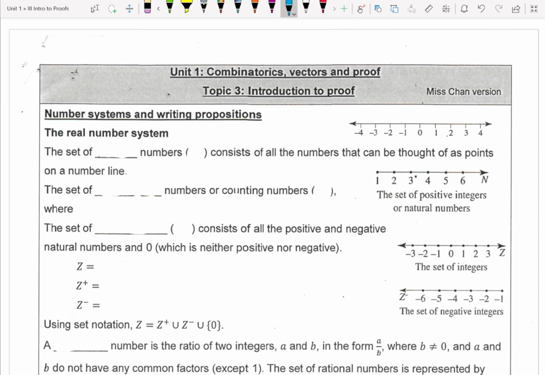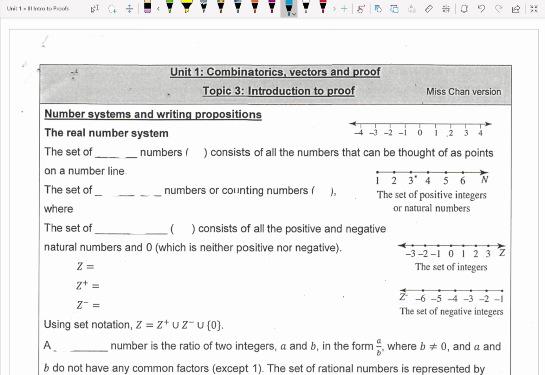Today we're starting with an introduction to proof. But before we even start and try to prove something, we first want to get familiar with some of the terminology that we'll be using in proofs. So to start, we want to look at the real number system. These are the sets of numbers that we can pick that are commonly used.